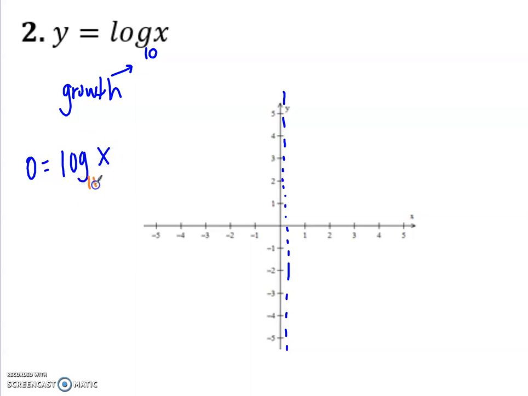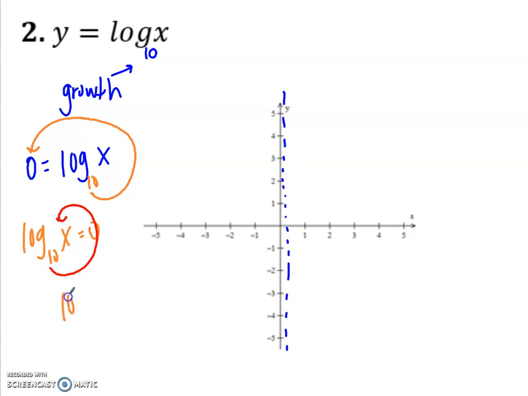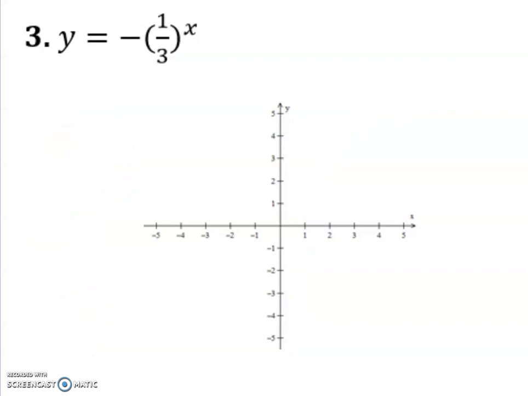Now what we did yesterday is we said, if I rolled it, let's make it go this way, 10 to the 0 is equal to x, so x is equal to 1. My x-intercept is there. This is a growth. It's going to grow up to the top right-hand corner. All right, there we go.